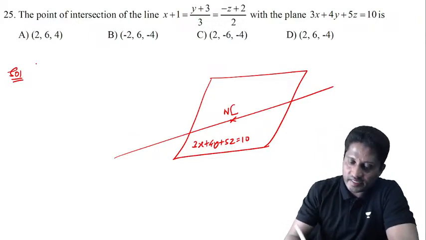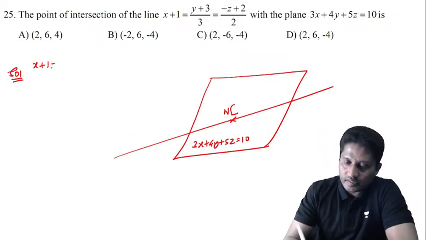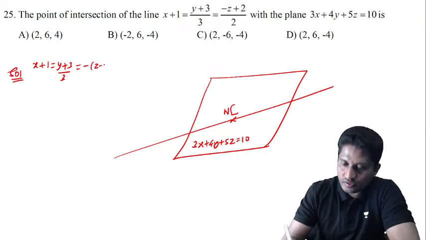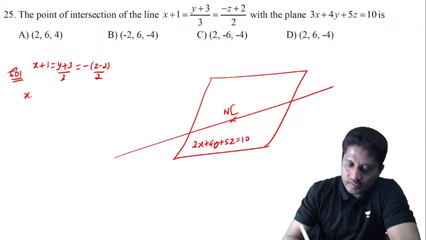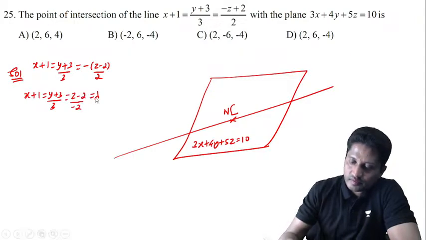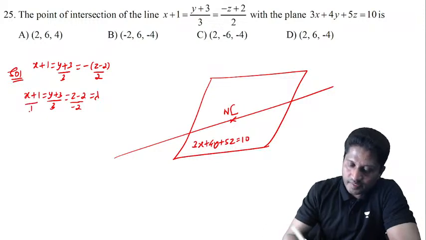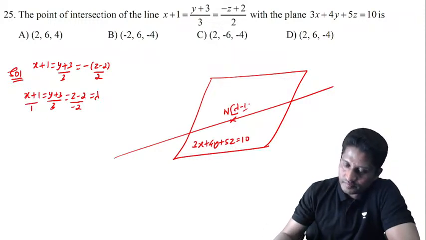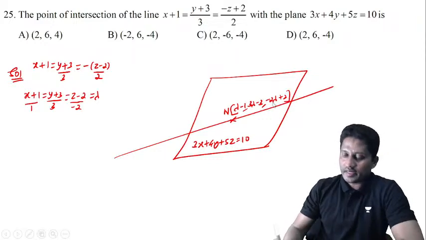So first write this line in standard form. x plus 1 is equal to y plus 3 by 3. Take minus common. You get z minus 2 divided by minus 2. That is x plus 1, y plus 3 by 3, z minus 2 by minus 2 is equal to lambda. Okay, here the general point, if I cross multiply, you will get lambda minus 1, 3 lambda minus 3, minus 2 lambda plus 2. Okay, now N lies on the plane, right?